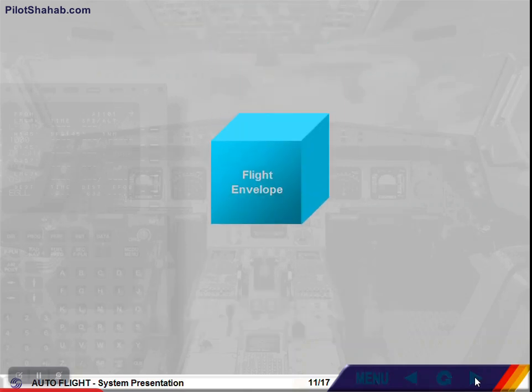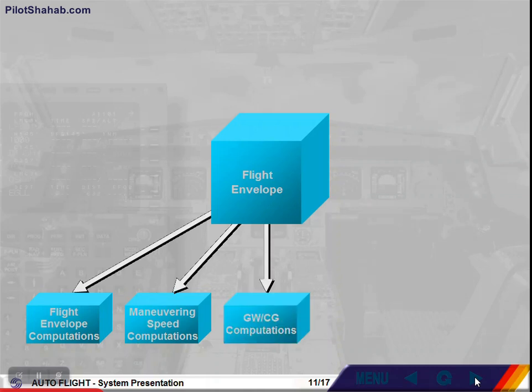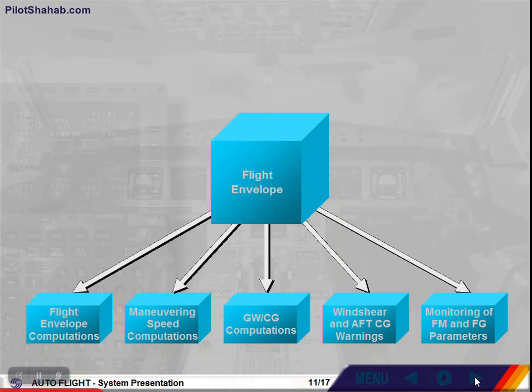The Flight Envelope, FE, part of the FMGES provides flight envelope computations, e.g. minimum speed, such as VLS, or maximum speeds, such as VMO or VFE. Maneuvering speed computations, best speed to fly at in a given flap configuration, backup gross weight and center of gravity computations, wind shear and aft center of gravity warnings, and flight management and flight guidance parameter monitoring.